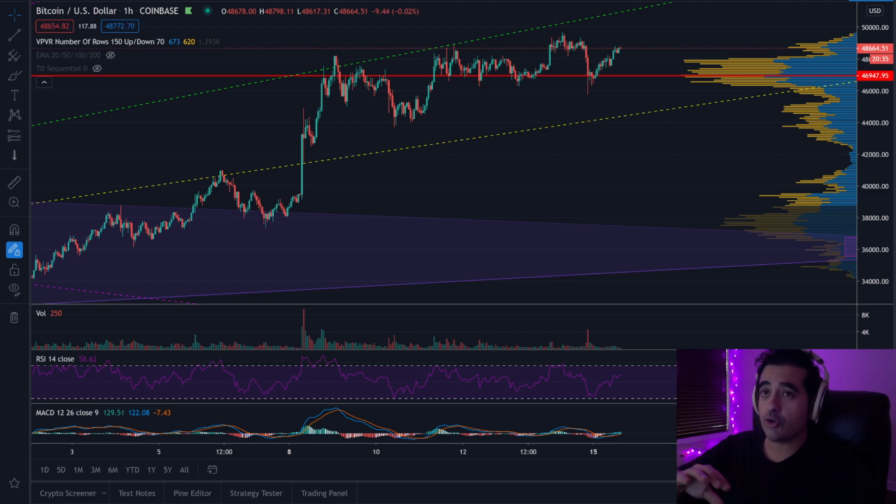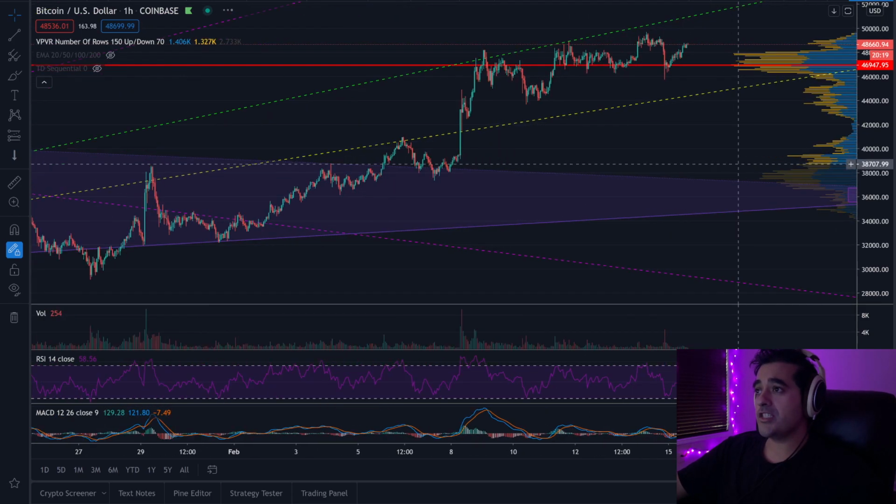Now, what I'm also going to show you during this Bitcoin portion of the video is how to create a Fibonacci retracement. I'm sure you've heard a lot about this, and I want to give you a quick overview of just how you do it in TradingView and what you might be able to use it for. So let's go ahead and get started. We're going to kick it off with Bitcoin.